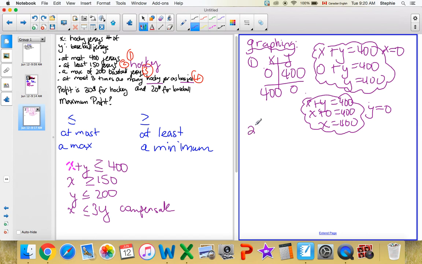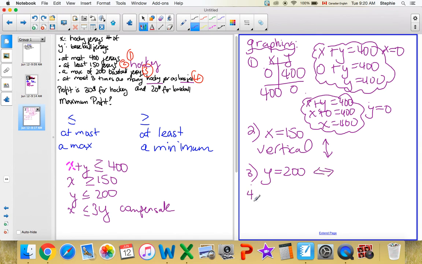And now the second one is really easy because every time you have X equals 150, it's a vertical line. Remember that. So the line goes up and down like that. And then the third one's really easy as well because Y is equal to 200. It's a horizontal line, so it goes like that.